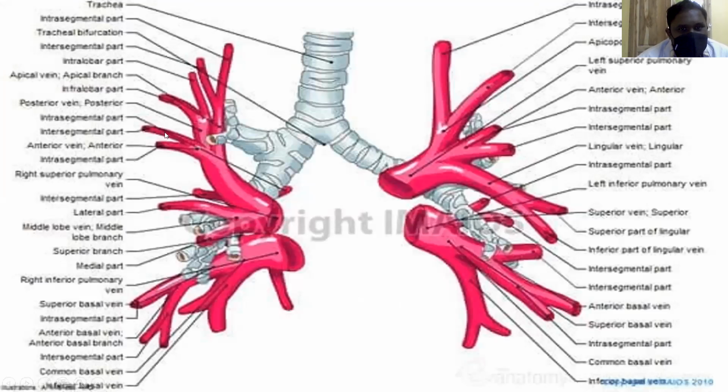This is the trachea. Okay. The tracheal bifurcation, right and left main bronchus. These are the segments of their respective bronchus.